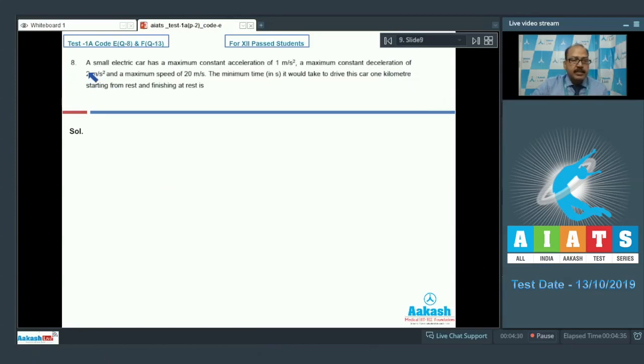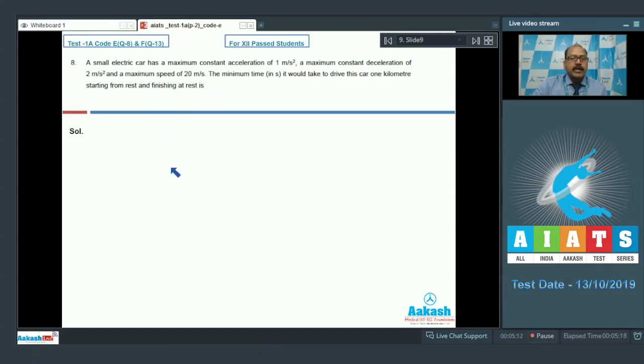Question 8 says, a small electric car has a maximum constant acceleration of 1 meter per second square, a maximum constant deceleration of 2 meter per second square, and a maximum speed of 20 meter per second. The minimum time in seconds it would take to drive this car 1 kilometer starting from rest and finishing at rest is. Well, the question belongs to the section kinematics.